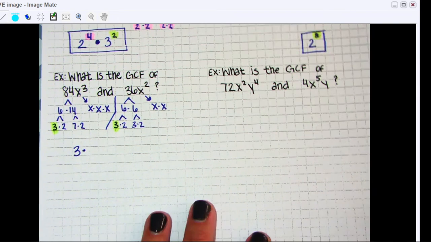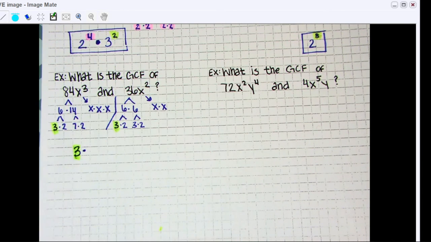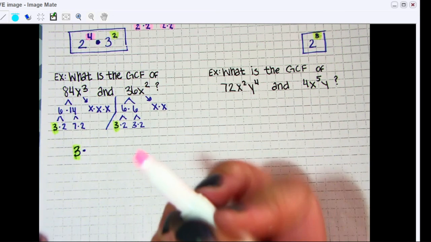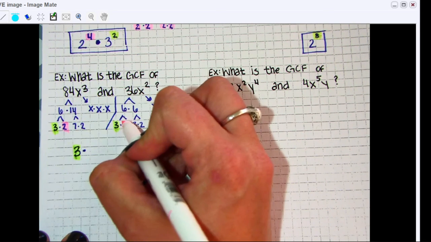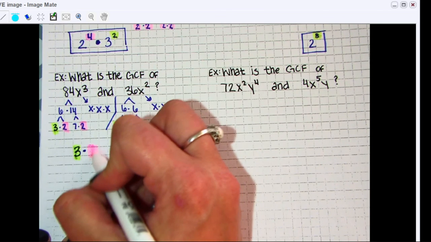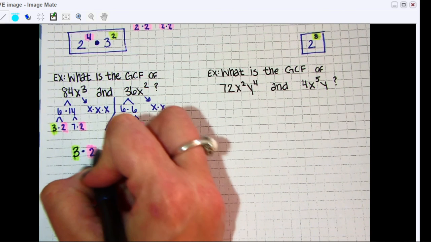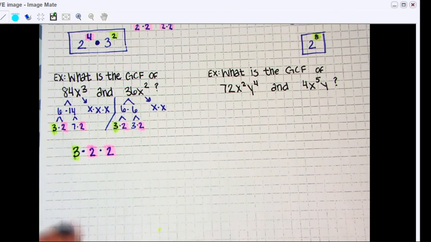Any other values that they share? 2. How many 2's do they share? 2 2's. So what I'm going to do is group it. This 2 pairs with this 2. This one pairs with this one. So I'm going to get 3 times 2 times 2. Do they share any other numbers? No. So I'm going to leave 7 and 8, or 7 and 3, because those don't go together.